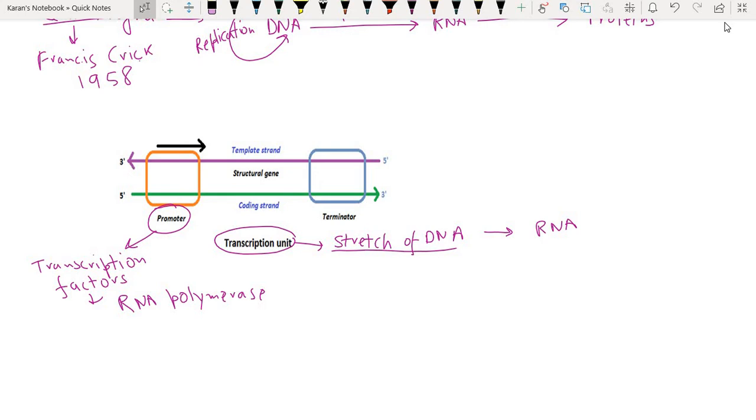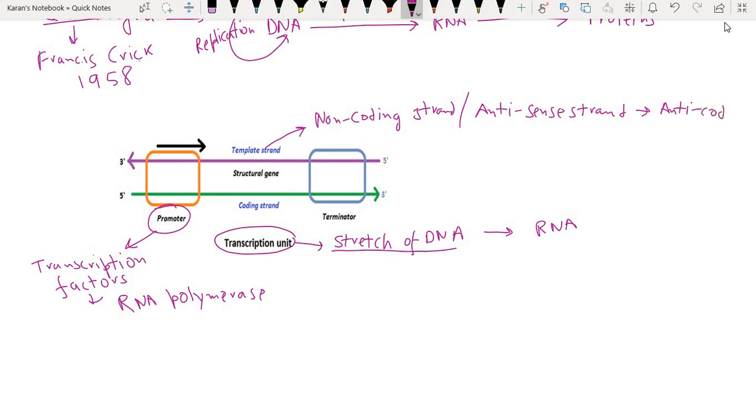And you can see there are two strands. One is the template strand, the other one is the coding strand. Talking about the template strand, this strand is also known as the non-coding strand, also the antisense strand, because this strand contains the anticodons. And this strand is used by the polymerase enzyme to attach the complementary bases during the RNA transcription process.